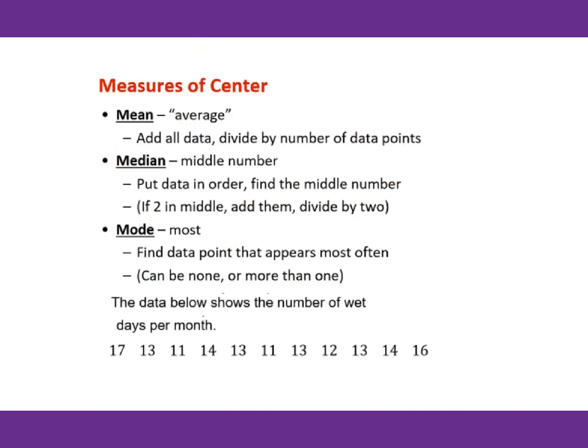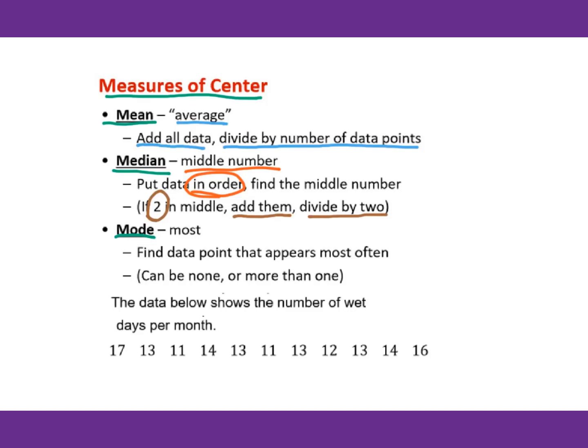We normally use mean, median, and mode to describe the measure of center. Mean is basically the average: add all data and divide by the number of data points. Median means the middle number. Put data in order, make sure it's in order, then find the middle number. If there are two middle numbers, we add them up and divide by 2. Mode means most often. We need to find the data point that appears most often.